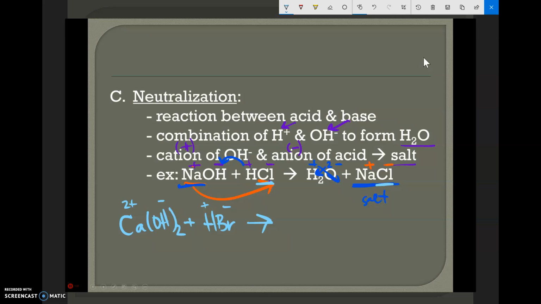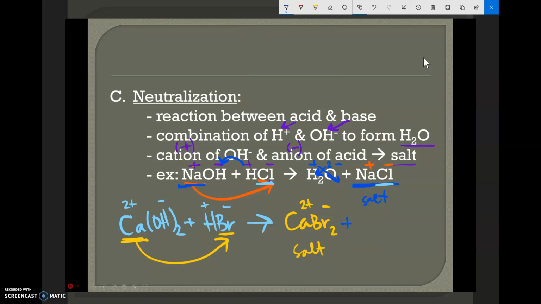And now we're just going to switch places. So the calcium is going to come over and bond with the bromide because we're swapping out the positive charge. So when we do that, we get calcium, 2 positive, always look at your charges again. Bromide, which is negative, we swap and drop and we get CaBr2. This is our salt because the calcium came from your base, that's your cation, and your anion came from your acid.